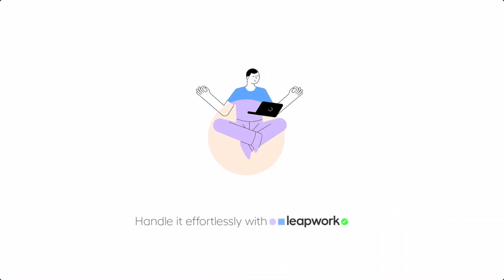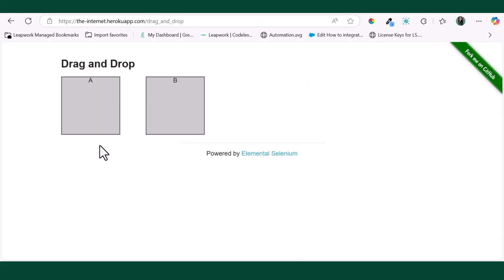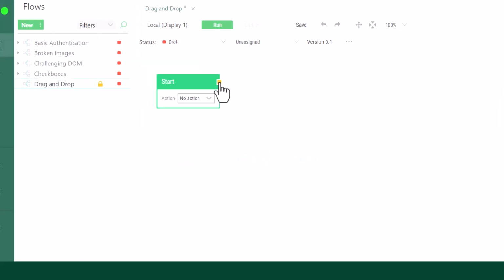What if automating drag and drop took no code and no stress? Watch how Leapwork makes it effortless. The scenario is simple. We'll create an automation flow that drags the first web element and drops it onto the position of the second element using the drag web element block in Leapwork. Let's get started and build a drag and drop automation flow.